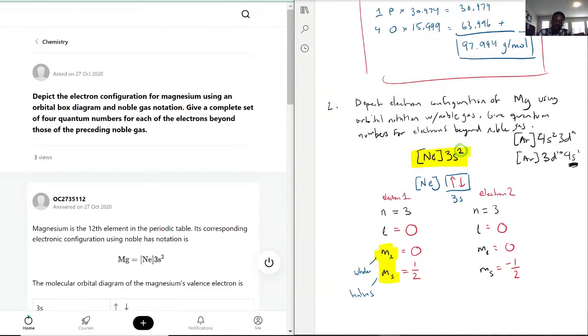Okay, and you'll notice that, I guess to really delve into it, these two MS's, if the shell is full, should technically always equal 0. Like it should match the ML, hopefully. But yeah, that would be the way to depict the electron configuration. Okay, we've done that here.